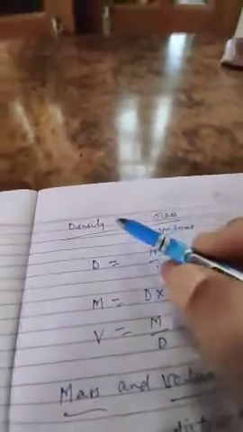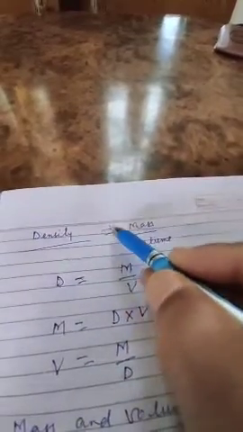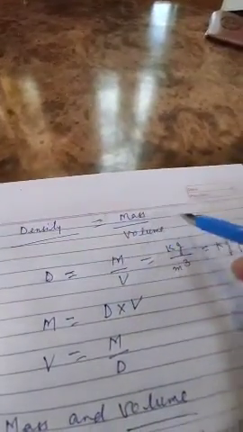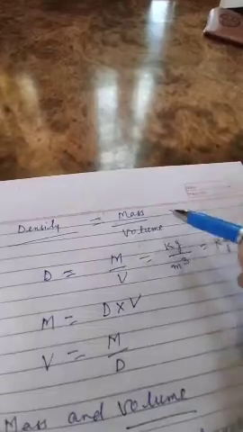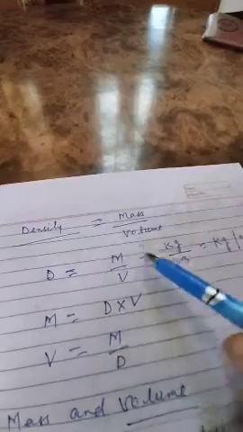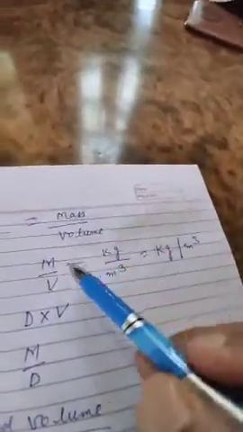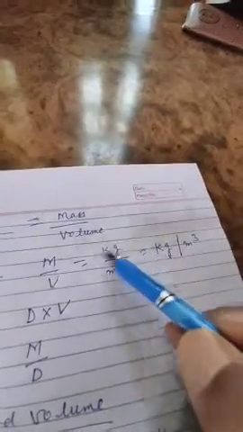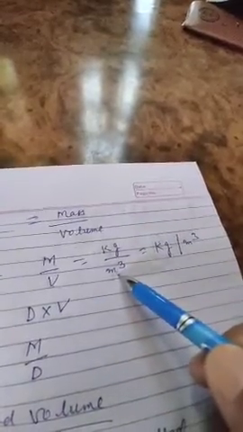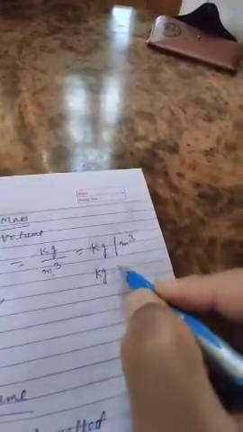just come to this topic, that is density. Density is the mass per unit volume of the object: mass upon volume. D stands for density, M stands for mass, V stands for volume. The SI unit of mass is kg and of volume is meter cube, so density can be written as kg per meter cube.